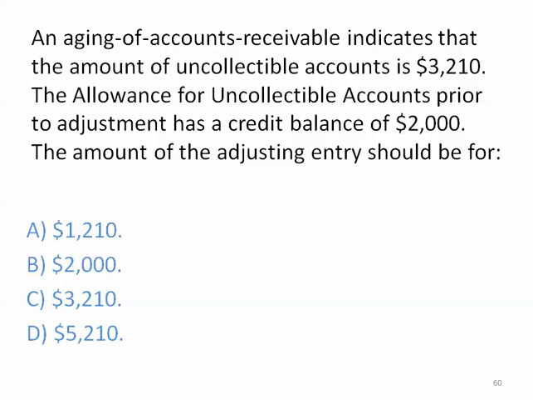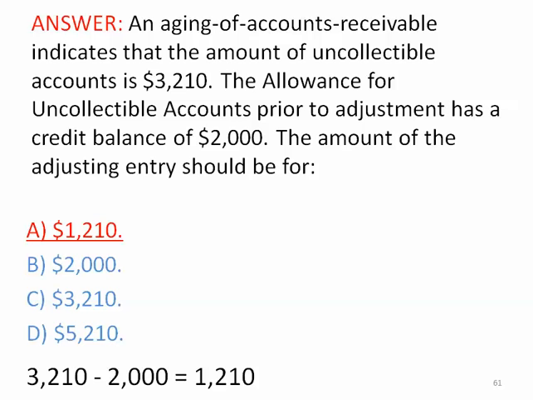So the question is, how much of an adjusting entry should we make? Try to calculate that. And what we're going to see is $1,210. And how we get that is by taking the balance that we want, the $3,210, and subtracting what it already has, 2,000. So we need to recognize an additional allowance of $1,210.